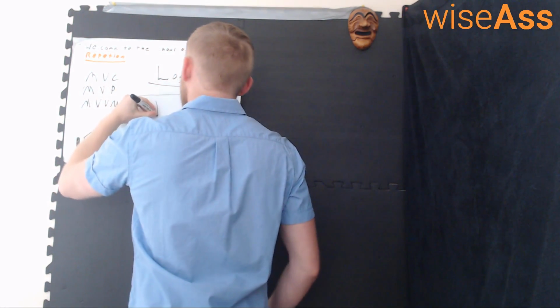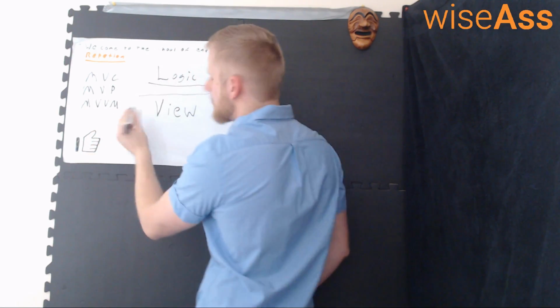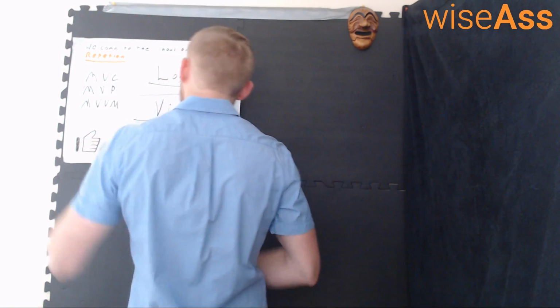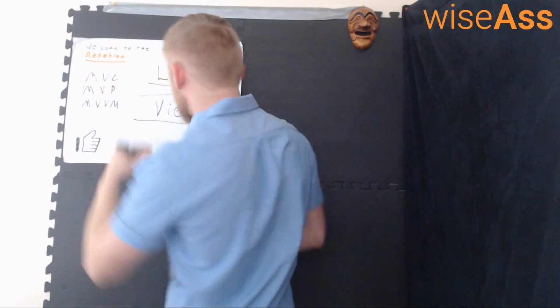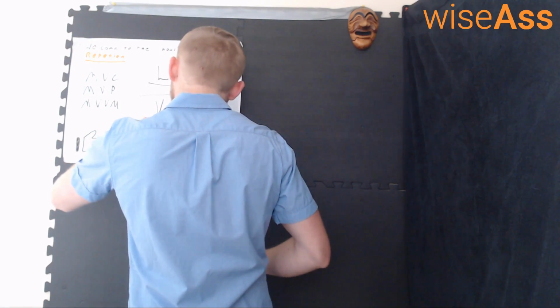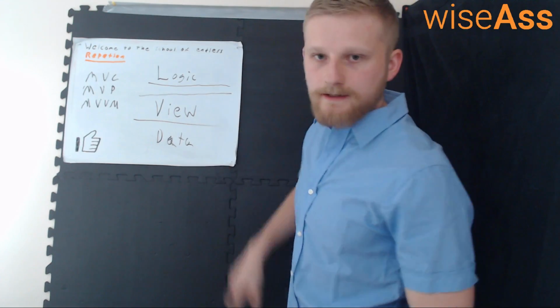Then we've got view. Yeah, I get the order is mixed up. I don't really care. And then we have model. And I'm not actually going to call it model. I'm going to call it data. Okay, so we've got our logic, view, and data.